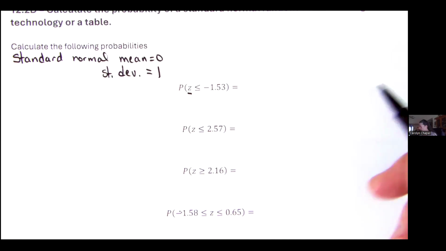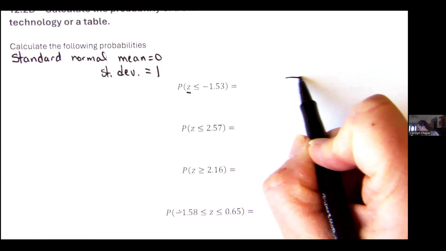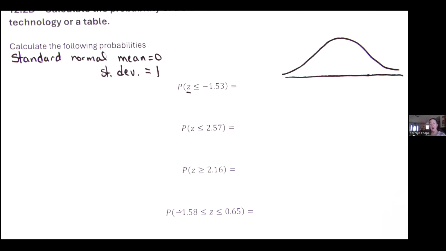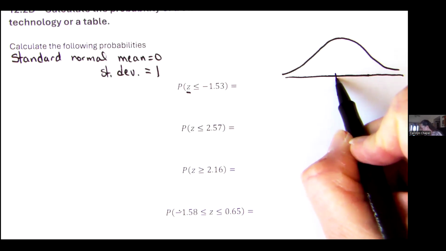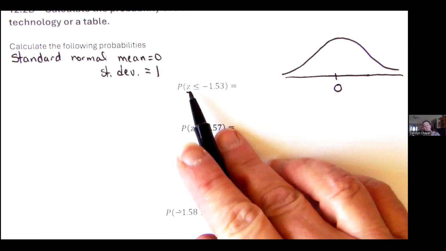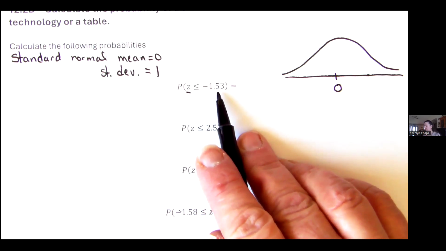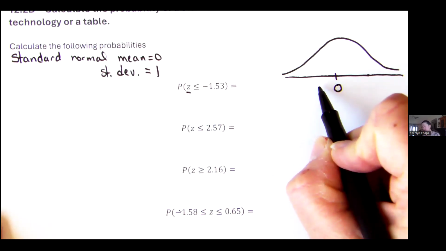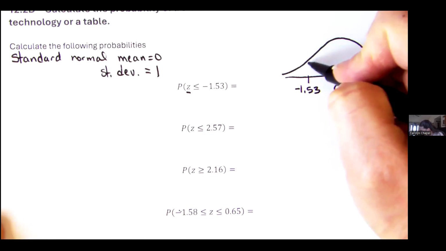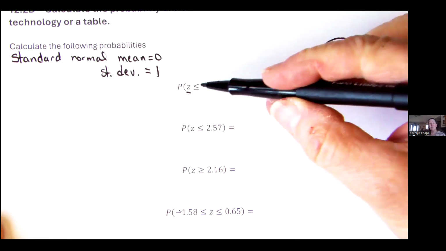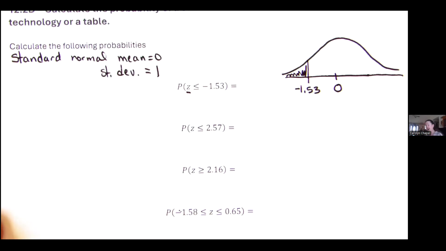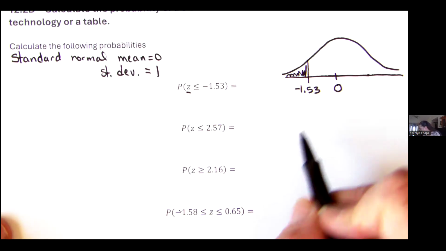I like to always draw a picture so that I can relate it to what the answer is going to be. Remembering that they are normal curves, and we are talking about the standard normal, I always like to put my mean in the middle. Then we are looking for Z less than or equal to negative 1.53. Negative would be smaller than the 0. This sets up my boundary value. I want to go smaller, so I'm going to shade to the left of that value. There's my picture.